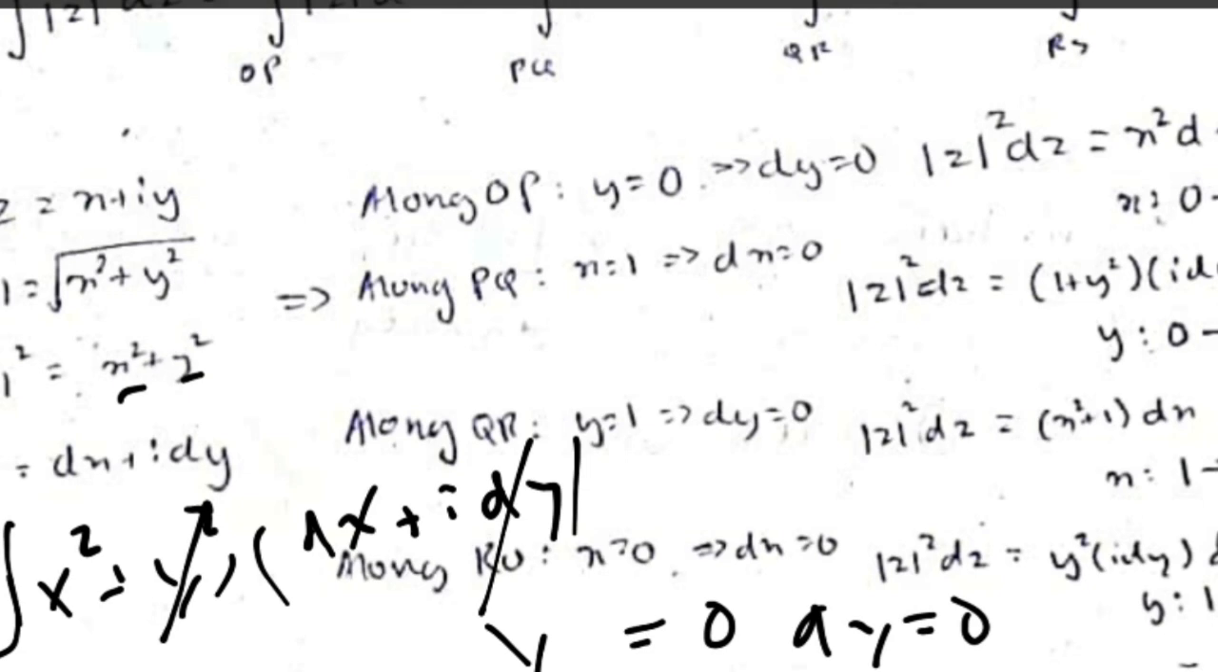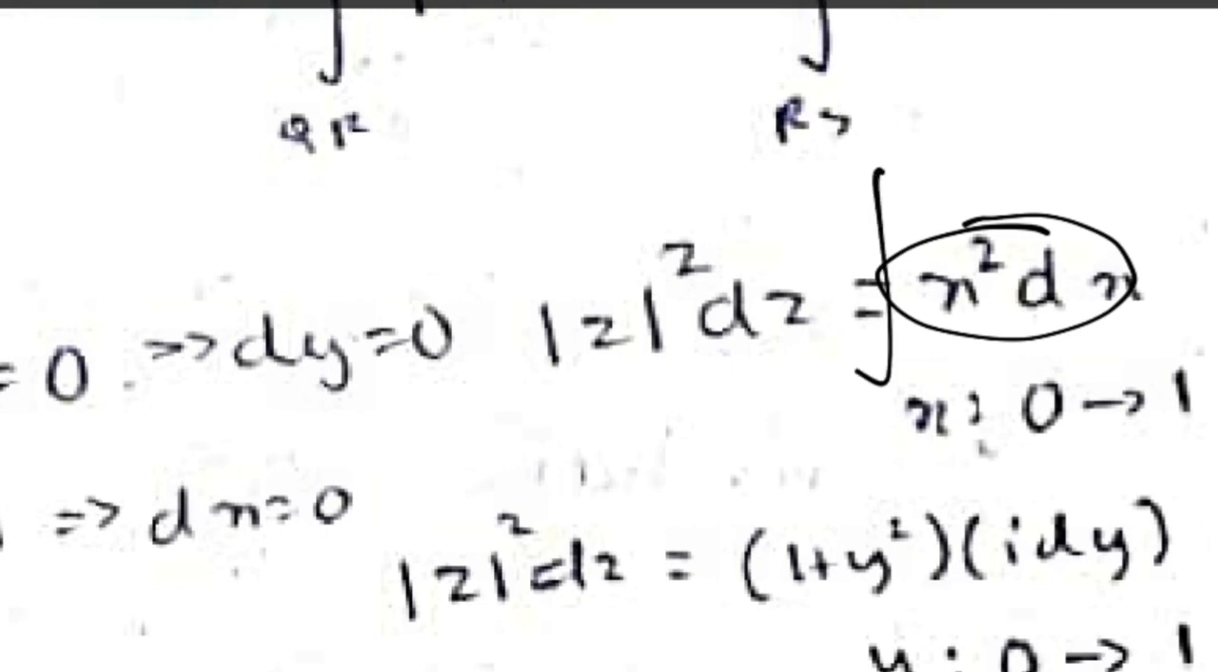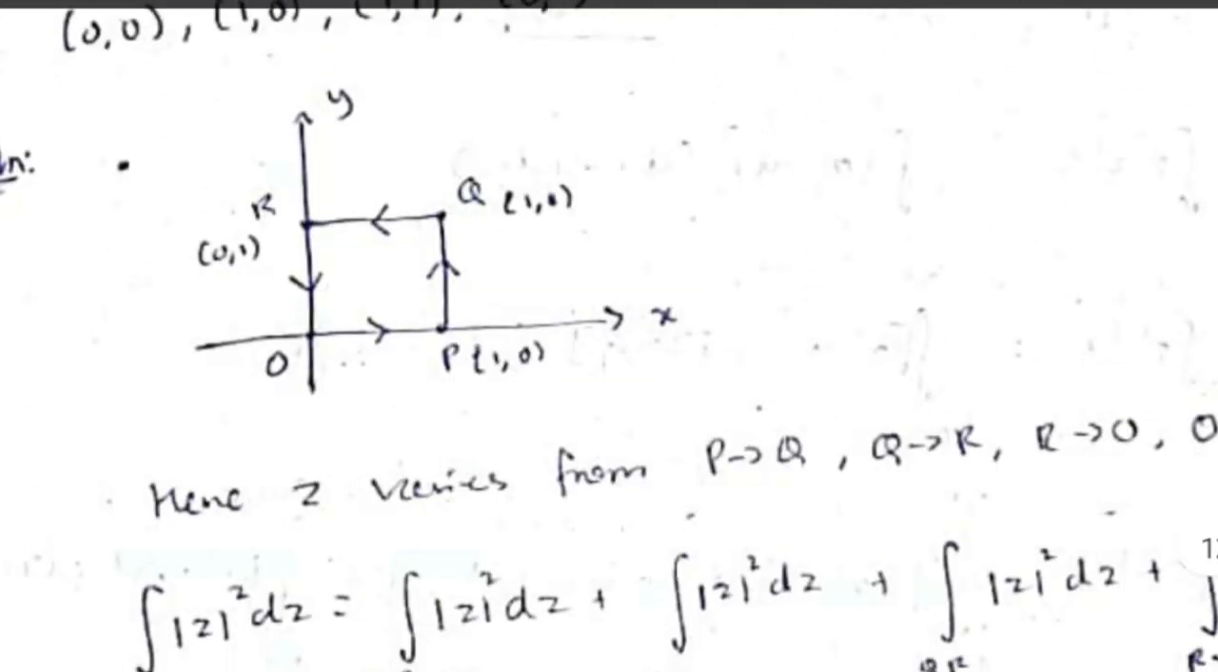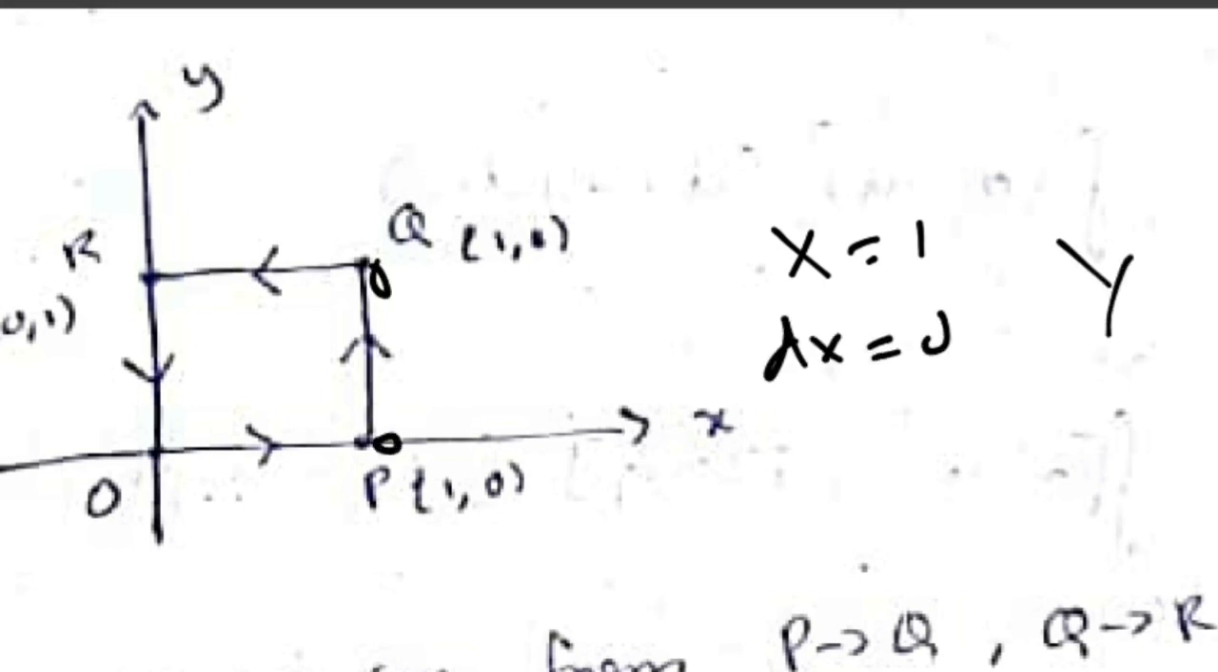So the only terms which we have are x square and dx. So that's what we'll be writing here, x square dx in the integration form, and the limits from 0 to 1. Similarly, in the second case, observe here, x value is constant as 1. Since x is constant, dx will be 0 and y is varying from 0 to 1. So the limits of y will be 0 to 1 and we'll have dx as 0. So the remaining term will be i dy only.